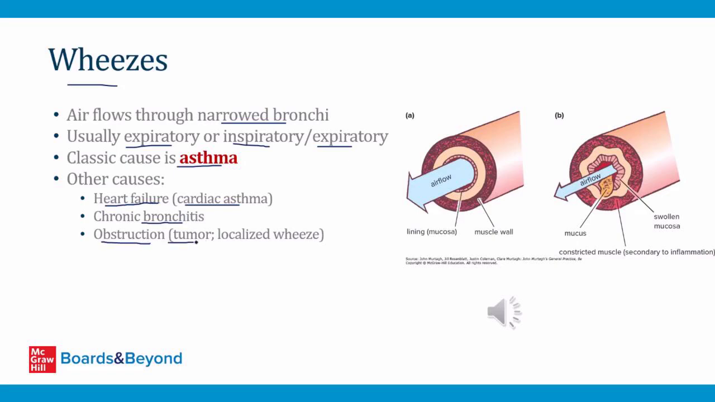So, for example, if there's a tumor that's obstructing airflow through one major bronchi or a branch, that can lead to a localized wheeze as a finding. And so now I'll play you an example of what wheezes sound like.